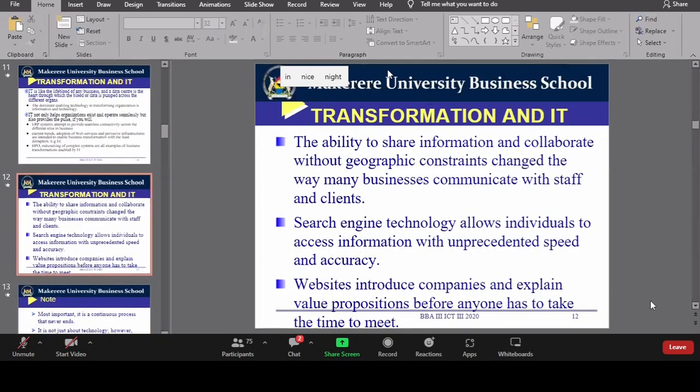The ability to share information and collaborate without geographical constraints changed the way many businesses communicate with staff and clients. Can someone explain what a virtual office means? A virtual office. What is a virtual office?